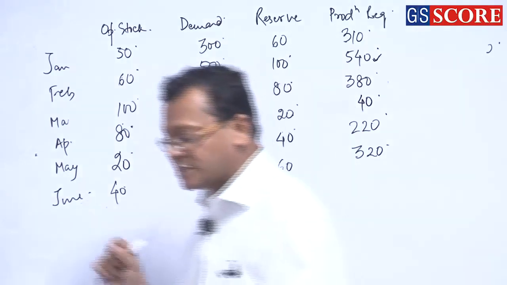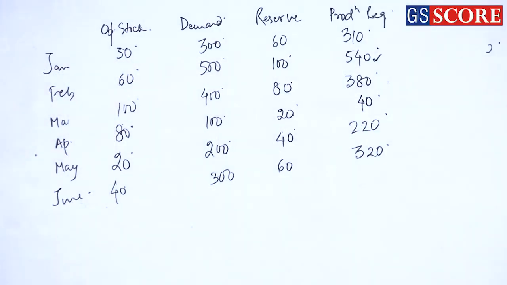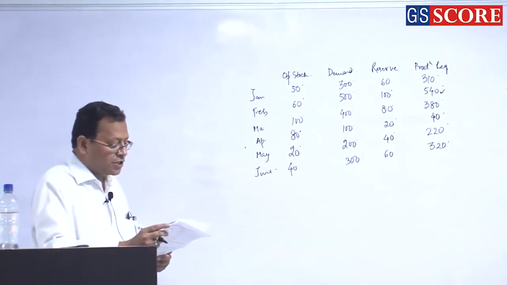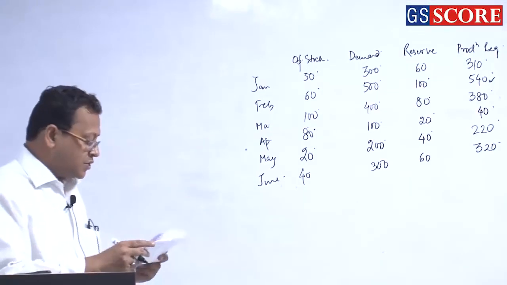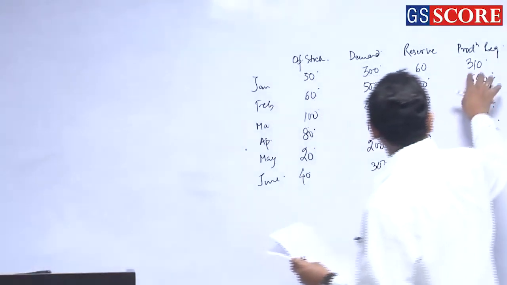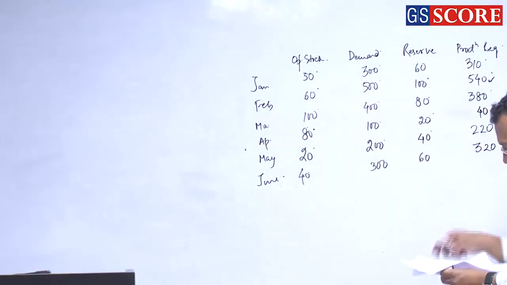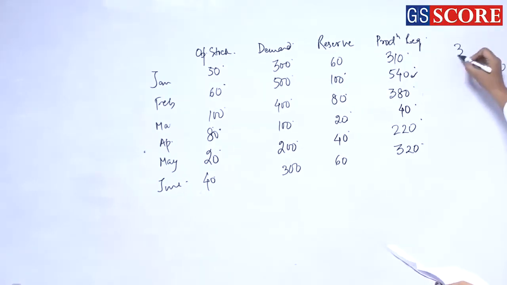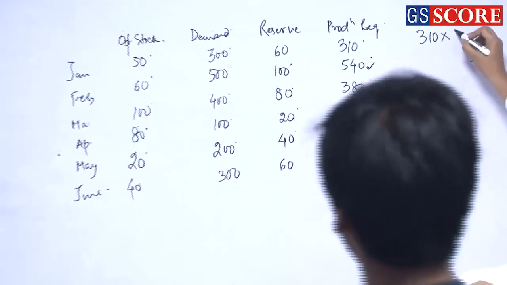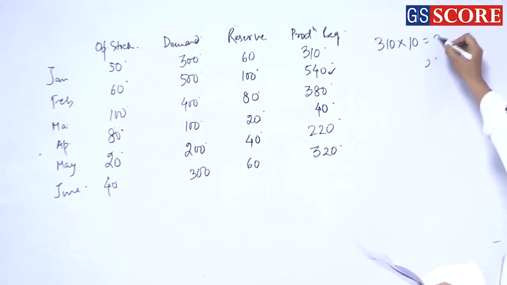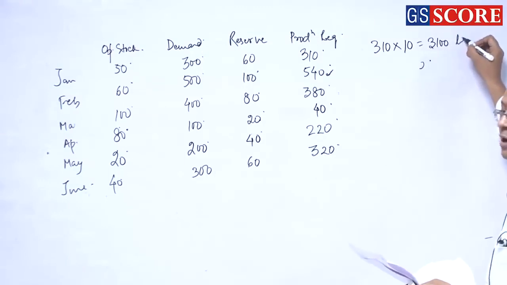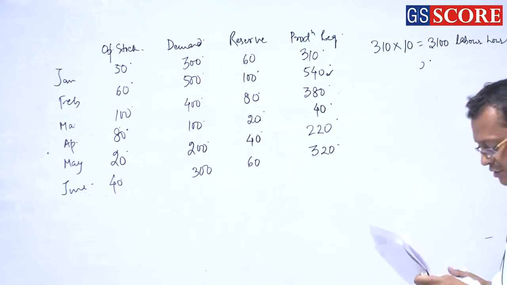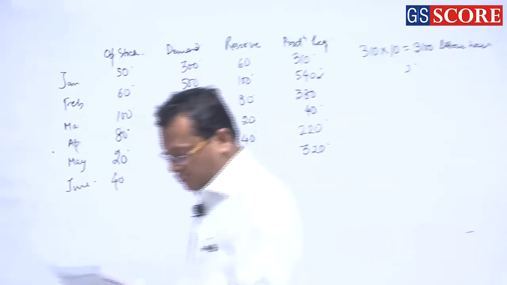Now the 15th question, there is a small calculation here. It says if there are 20 workers employed currently, then how many workers need to be laid off in Jan to accommodate demand? So the options are 6, 2, 3 and 4. In the table it says 310 into 10 labor hours. So it is how much? 3100 labor hours that you need for Jan.